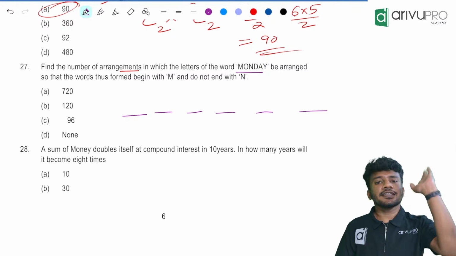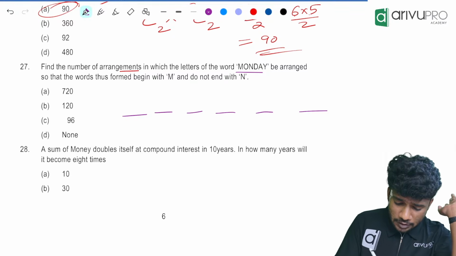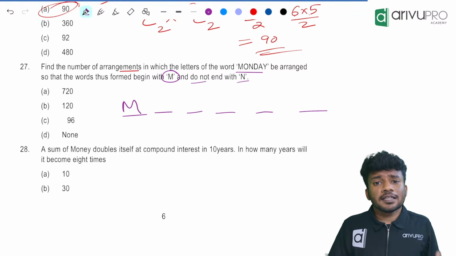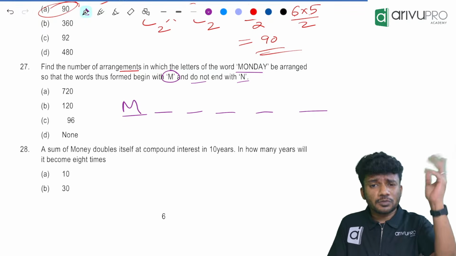M-O-N-D-A-Y. 6 letters are there in total. The word should start with M, that means no matter what, the first letter should be M. And do not end with N. That means it should end with some other letter.